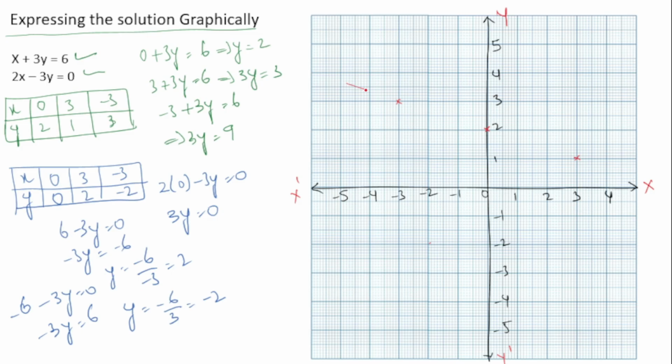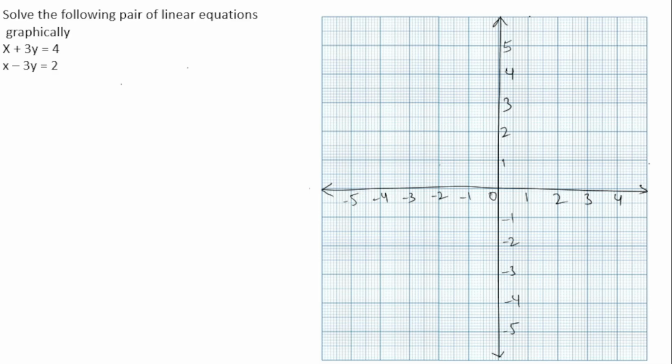Now we will draw a line here. This is the line. And we will represent the second equation on the graph. If x is 0, y is 0. If x is 3, y is 2. If x is minus 3, y is minus 2. Now we will join these points. These are the two lines we have represented on a graph.